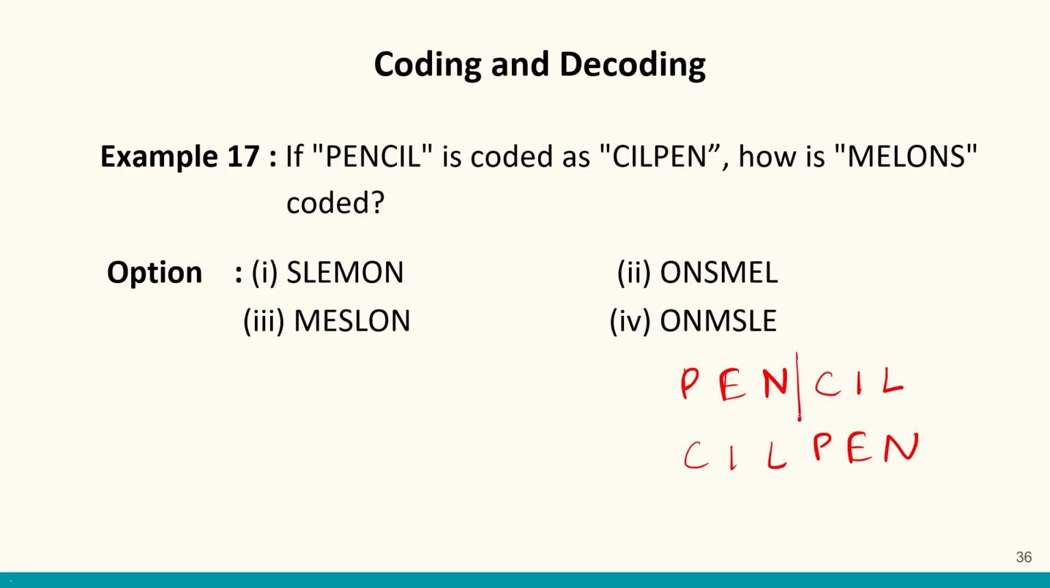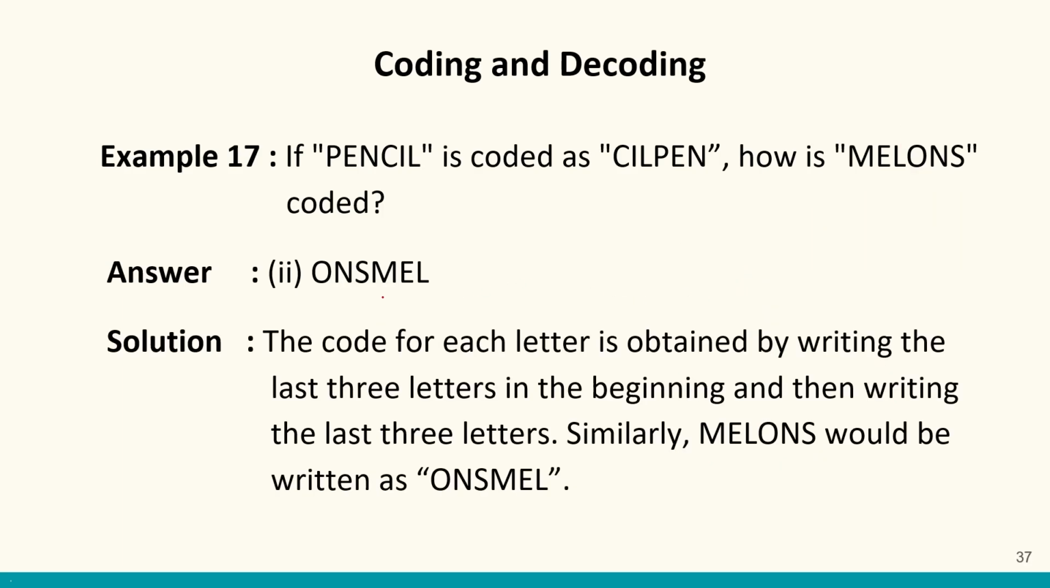So if I break it from between, I can very clearly see that the last 3 letters are written in the front and the first 3 letters are written in the last. So for melons, if I break it from the middle, ONS will be written first and then we will write MEL. So our answer will be option number 2, ONSMEL. This is the solution you can check out.